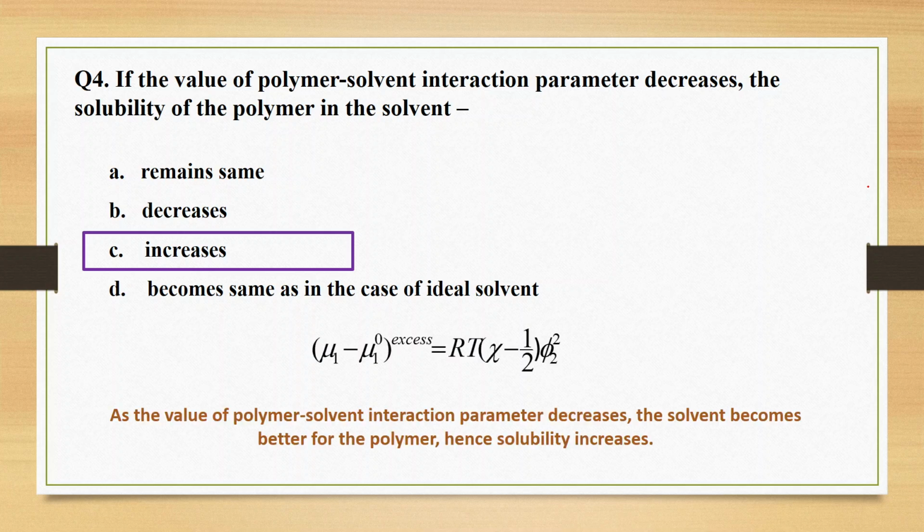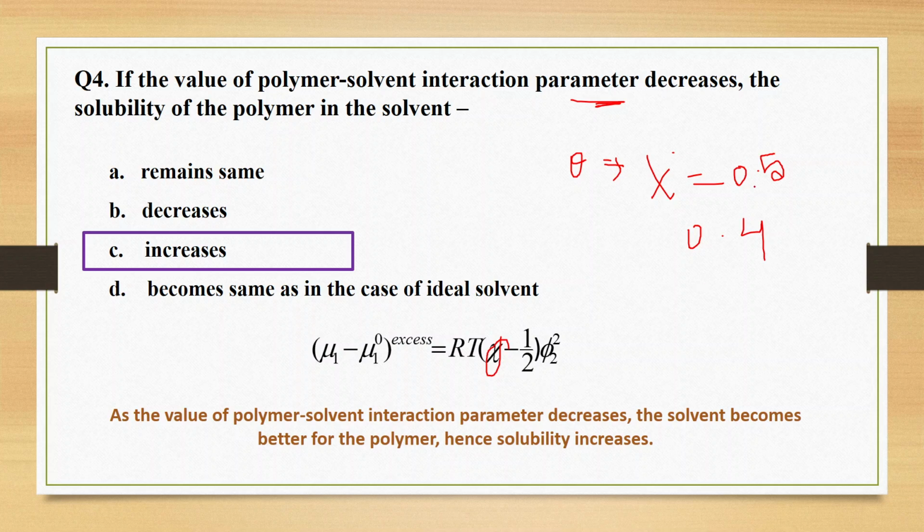Why? It states that the polymer-solvent interaction parameter is decreasing. That means chi is decreasing. So we all know for a theta solvent, which is an ideal condition, it is in between the poor and good solvent, just in between. So in case of a theta solvent, the chi value is 0.5. You know that. Now if it decreases, like chi is less than that, suppose it is getting like 0.4.